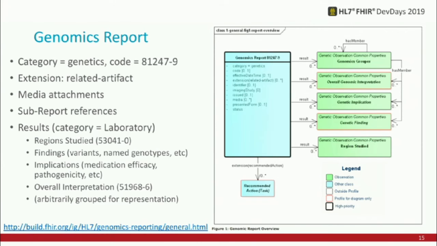And then we'll get into the results, which are all Observation profiles that we've defined in the guide. So starting from the bottom up, we've got the Region Studied profile, which is able to describe the region that was actually studied, as opposed to just where the result's coming from, because you don't know if you're not reporting something.